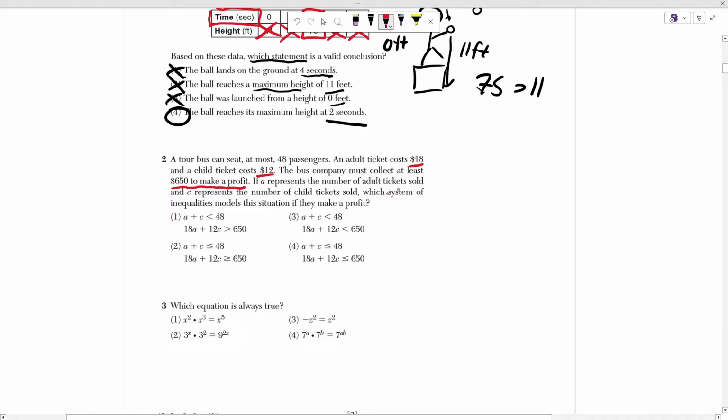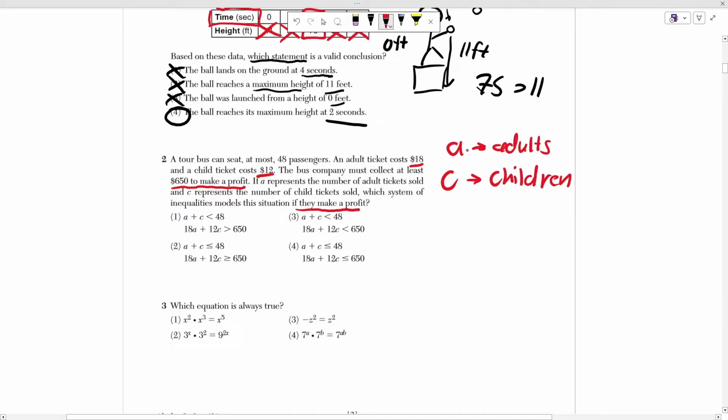If A represents the number of adult tickets, so A is adults, and C represents the number of child tickets, so C represents child or children, which system of inequalities models the situation if they make a profit, okay?